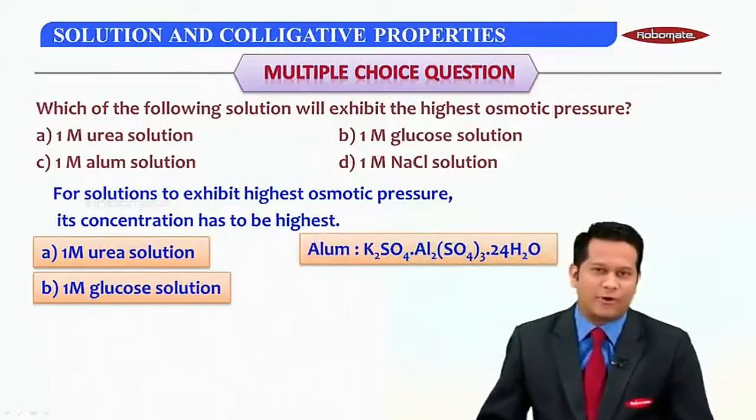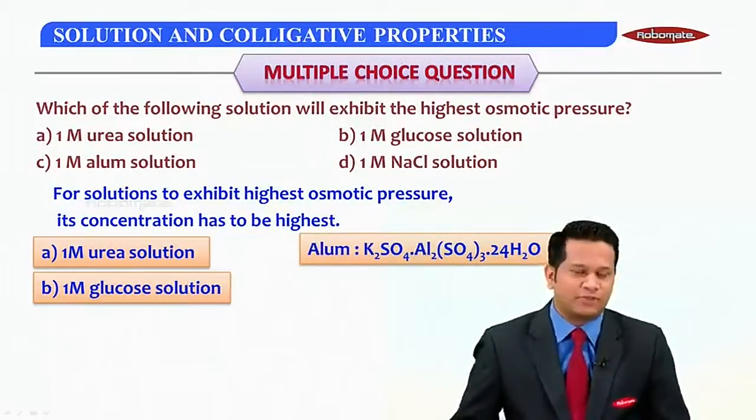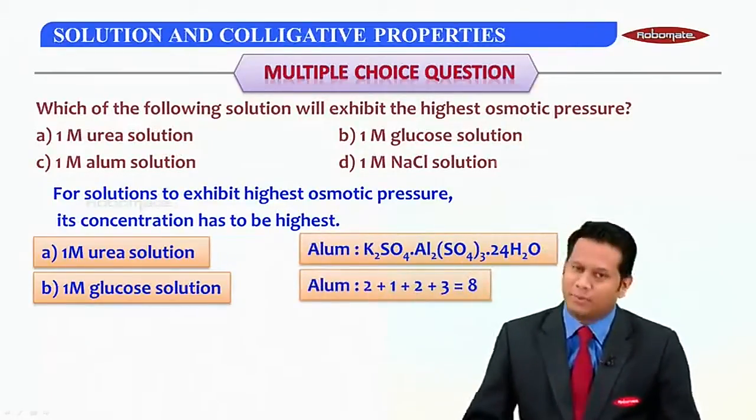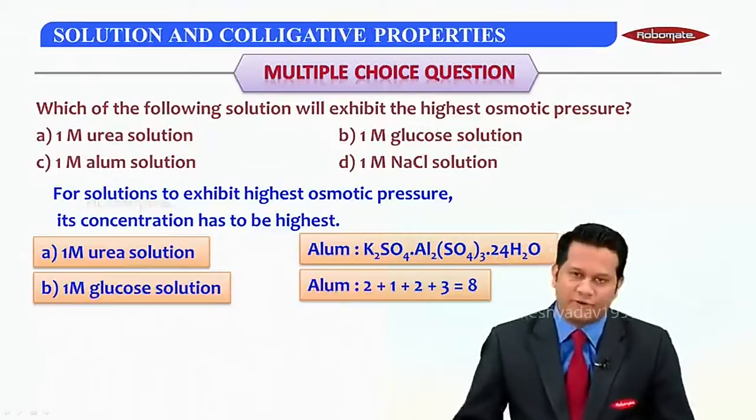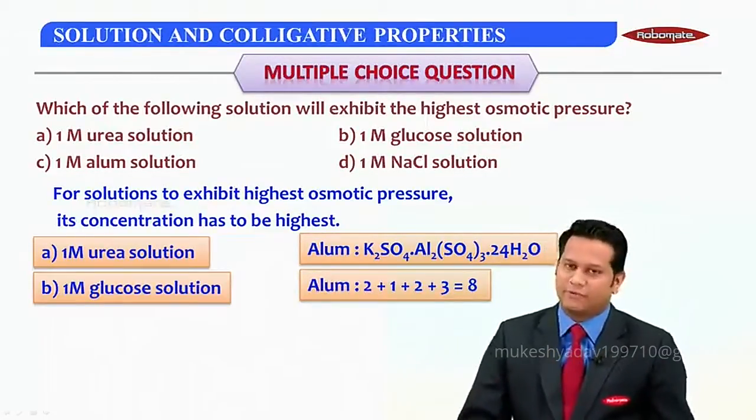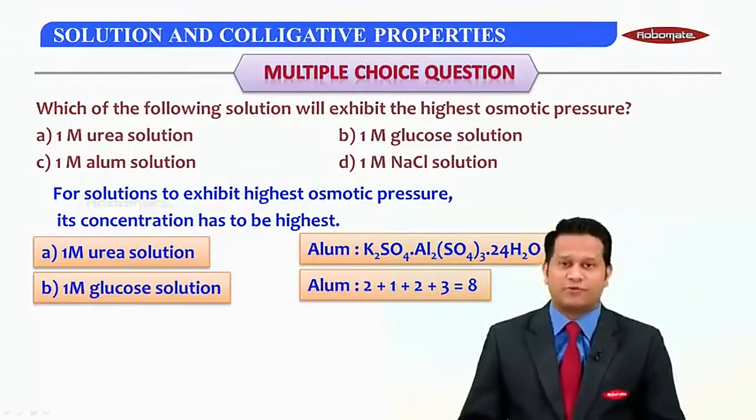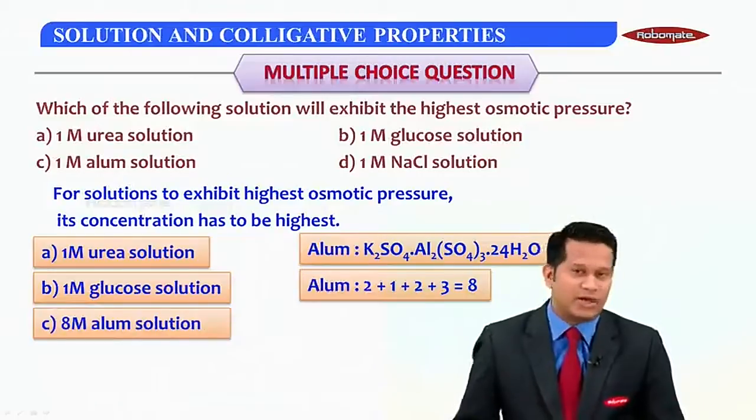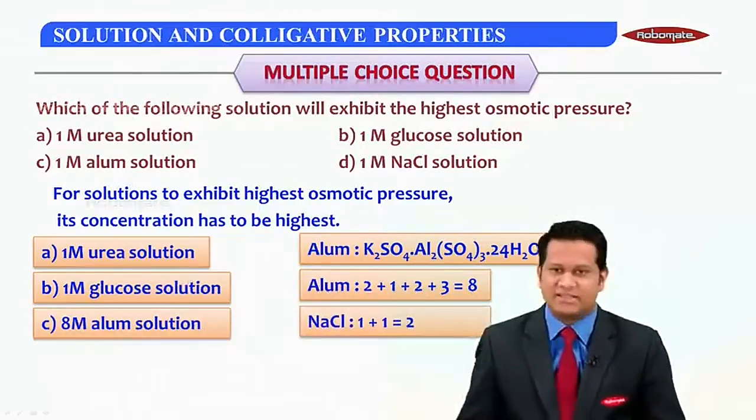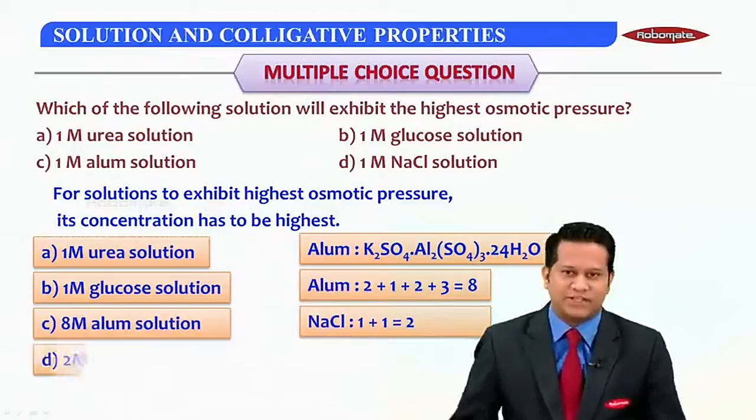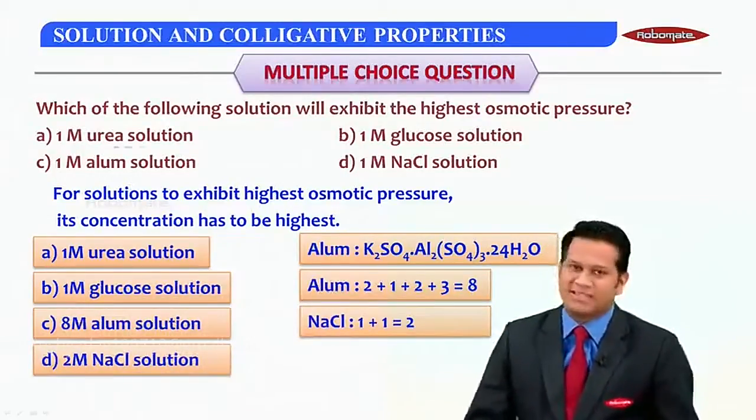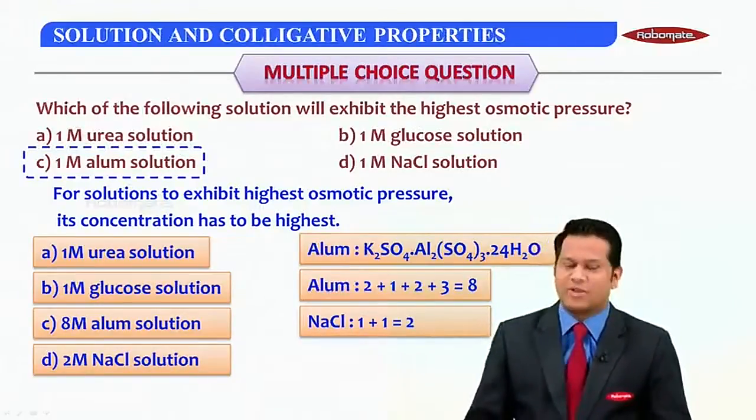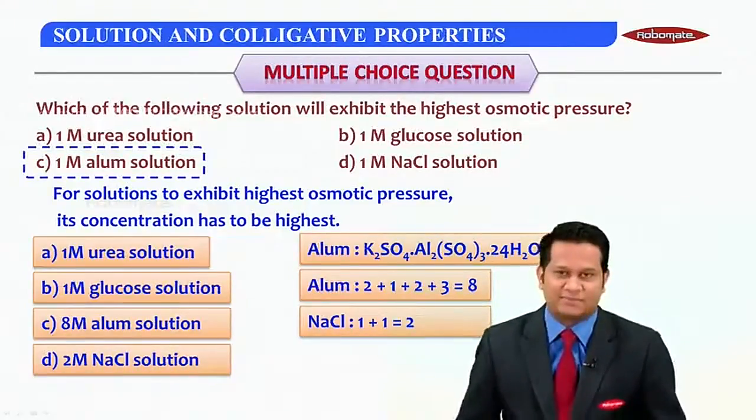The reason is alum's formula is K2SO4 Al2SO4 thrice 24H2O. And this alum will dissociate as 2 of potassium ions, 1 of sulfate from K2SO4, 2 of aluminium from Al2SO4 and 3 of SO4 from Al2SO4 thrice. On addition it gives me 8, so it is 8 molar. And if I talk about NaCl solution, it will give me 1 plus 1, that is 2, so it is 2 molar. So from this I can say that my answer is 1 molar alum solution will have the highest osmotic pressure because its concentration is highest.